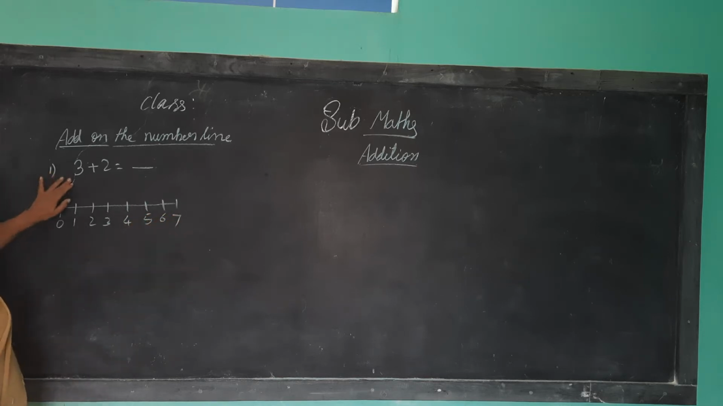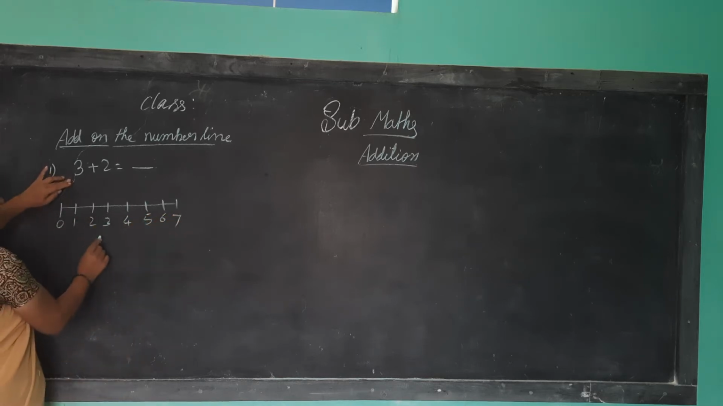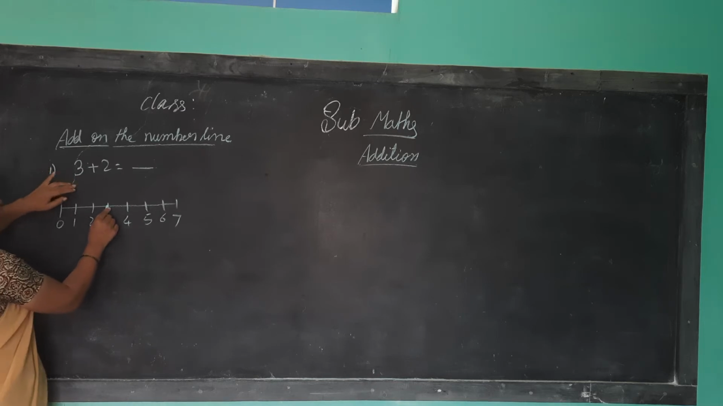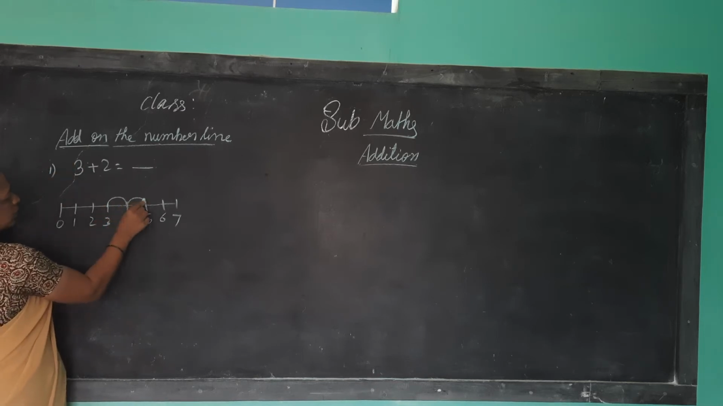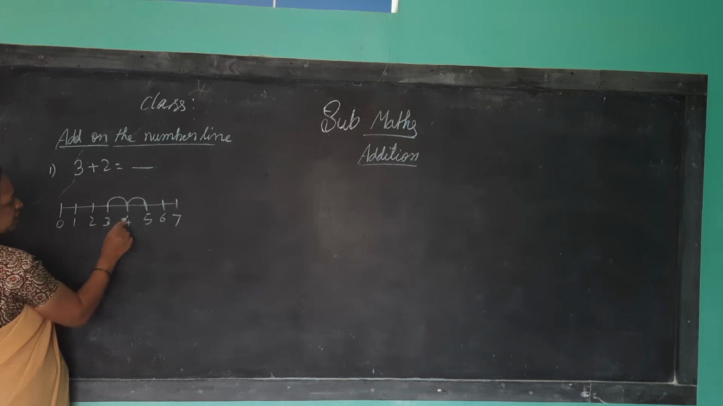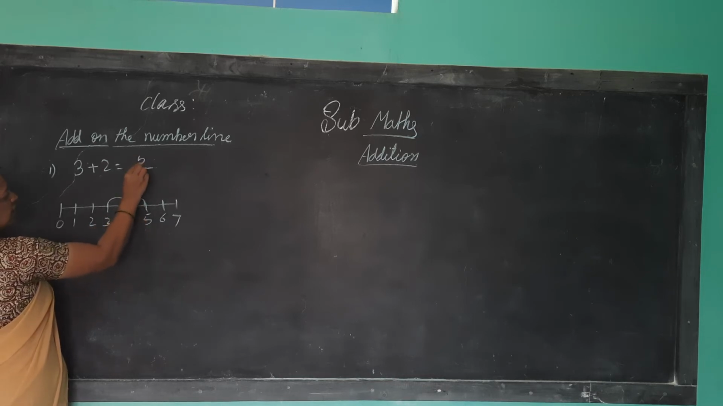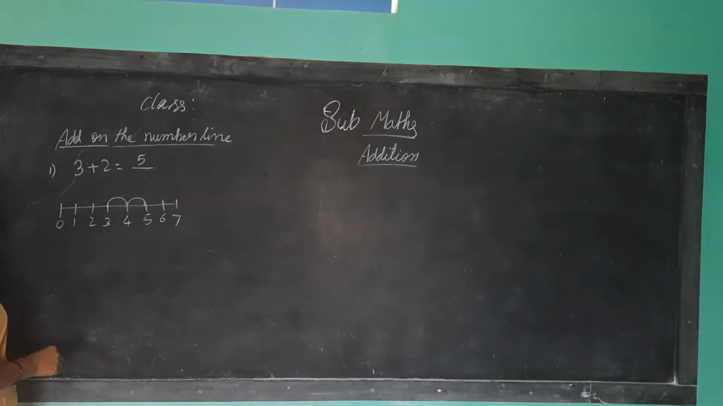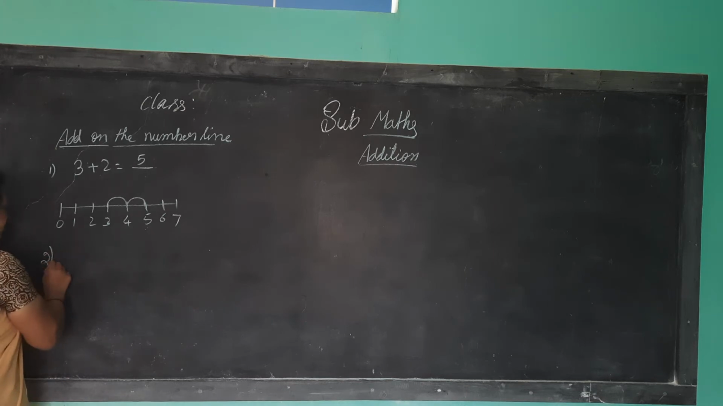So first number is what? 3. Where is 3? Here is 3. Next, plus 2: 1, 2. How much, children? 3 plus 2 is how much? 5. This is the simple way you learn, children. Okay. Next.